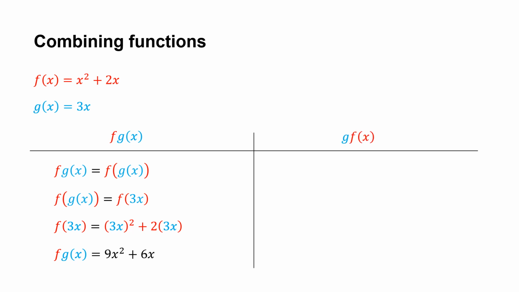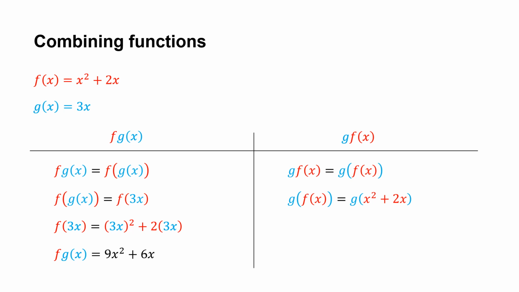And it's the same thing with g of f of x. It's exactly the same principle, just the other way round. So now we're evaluating the function g of x with f of x as the value, or the input. So we have our input f of x, which is x squared plus 2x, and we're evaluating it against g of x.